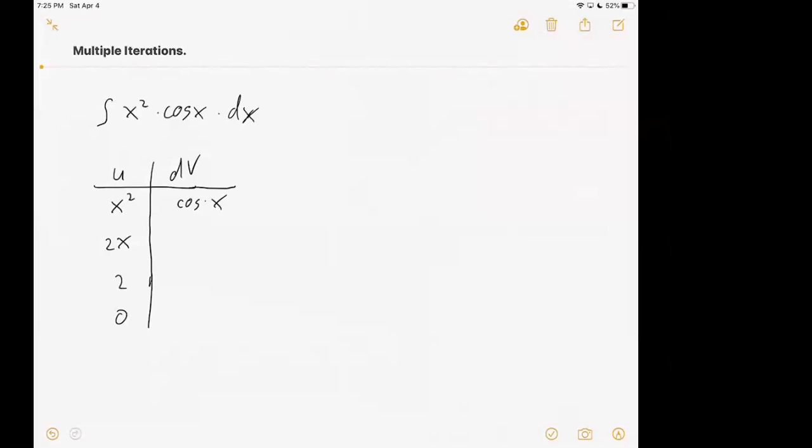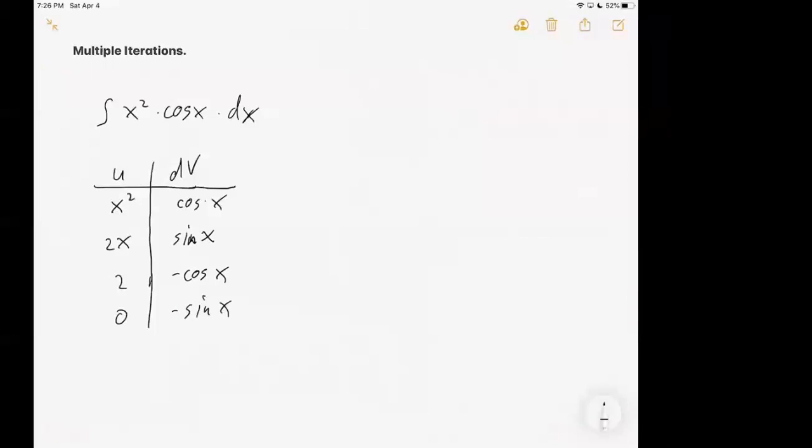dv, on the other hand, was cosine of x, and we need to integrate that. So we're going to integrate the second column. When we integrate cosine, we get sine. When we integrate the sine, we get negative cosine. And if we integrate that one more time, we have a negative sine of x. Now, what do we do with this?